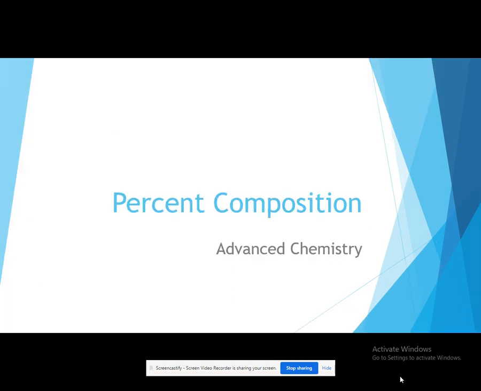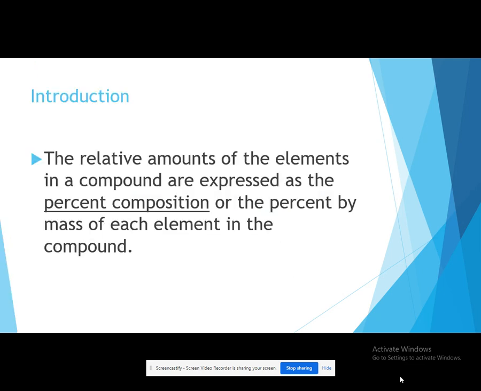Hey class, today we're going to learn how to find percent composition. So we're going to learn how to find percent composition two different ways, and then we're going to learn how to use percent composition to find out our mass of certain elements within a compound. So let's get started. Introduction.